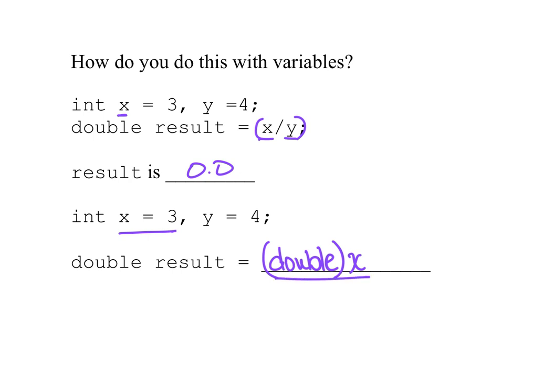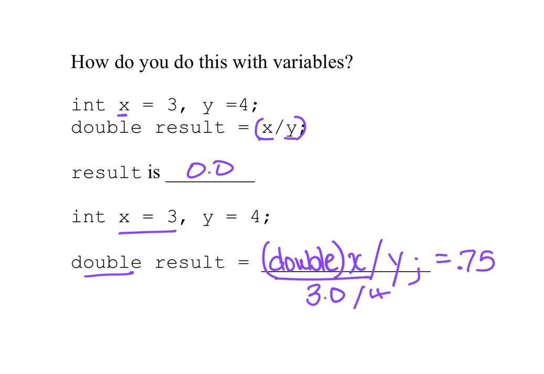I am in essence going to make x 3.0 and then divide it by y. So it would be 3.0 divided by 4, which is what I want, and that would allow me to store 0.75 in result. So that's the idea. It doesn't increase the memory because result is still a double. So that value was going to be a double regardless.